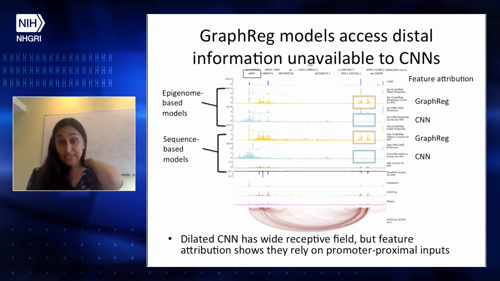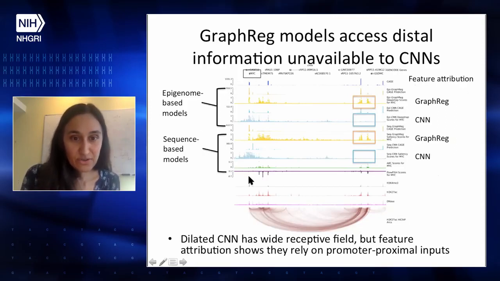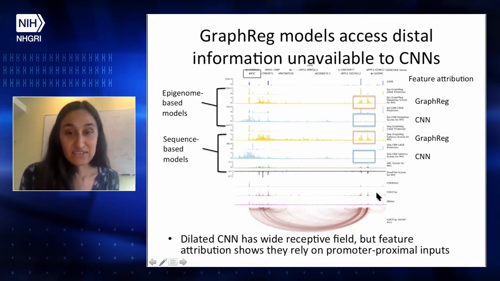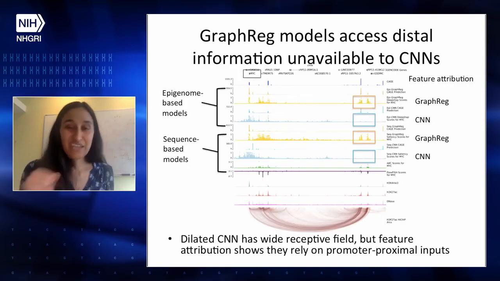So what I'm showing is the MYC locus. MYC is an important gene, it's an oncogene. It's known to have very distal enhancers. So the promoter is here, and I'm showing the HiChIP data. And the question is, can these different models, through feature attribution, can we figure out whether they're able to detect these distal enhancers?